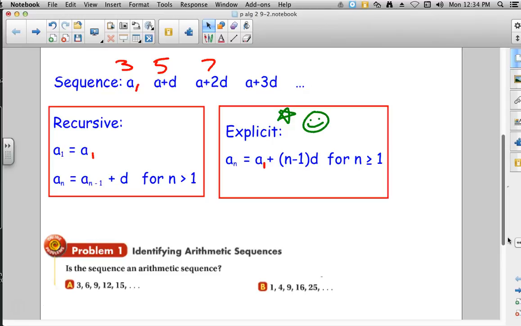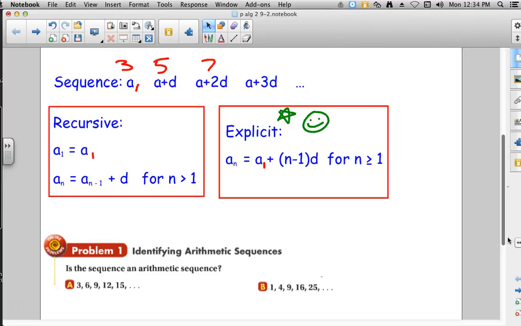Notice all the pluses in this. You know, pluses because it's addition. We're adding the same thing every time. Adding that constant. So recursive, a sub 1 equals a sub 1. And then a sub n equals a sub n minus 1 plus d.